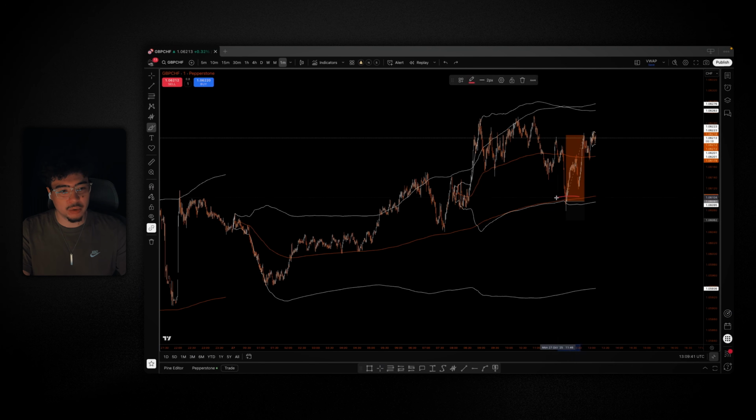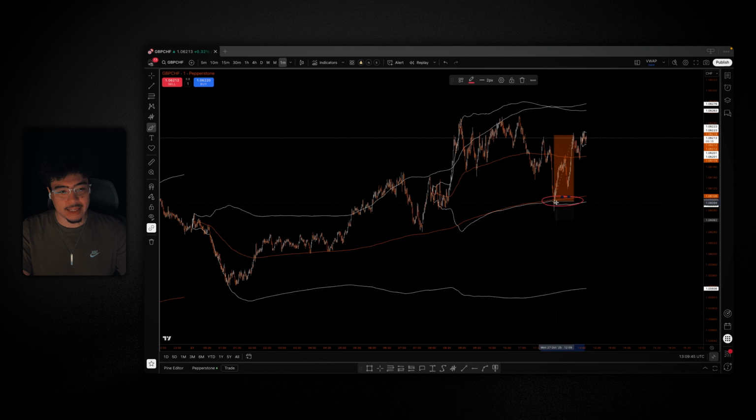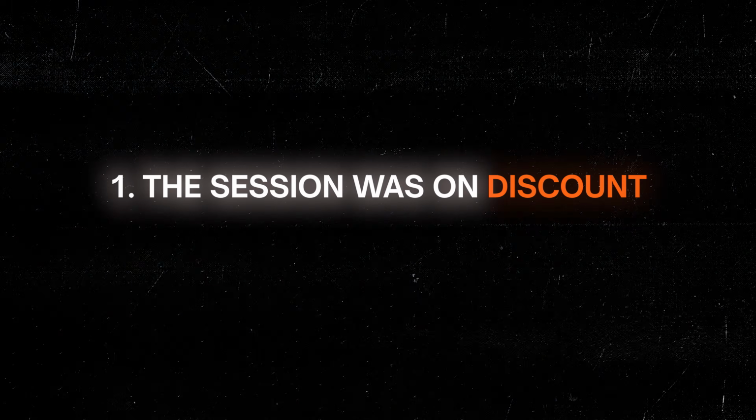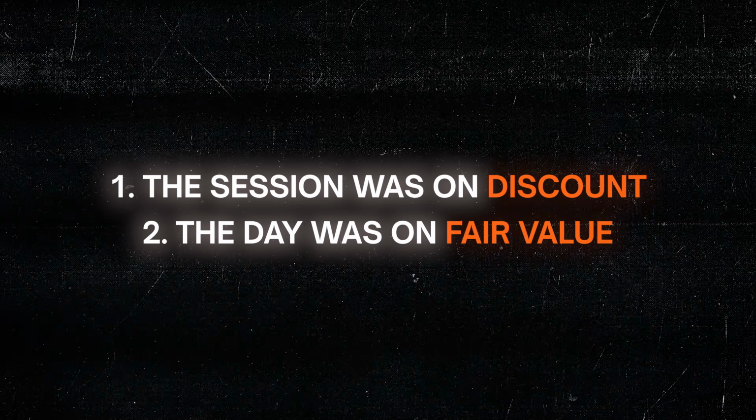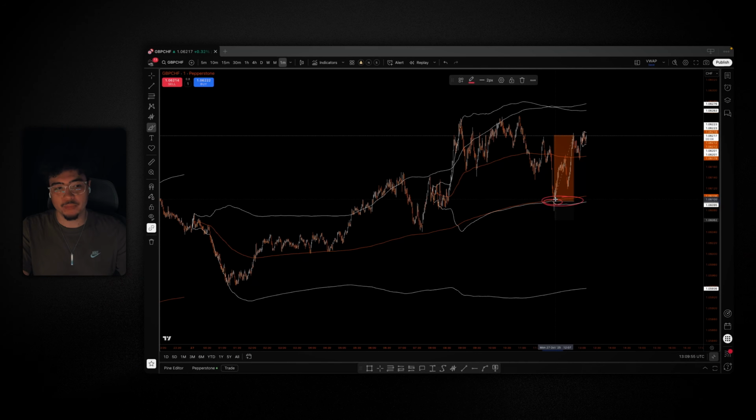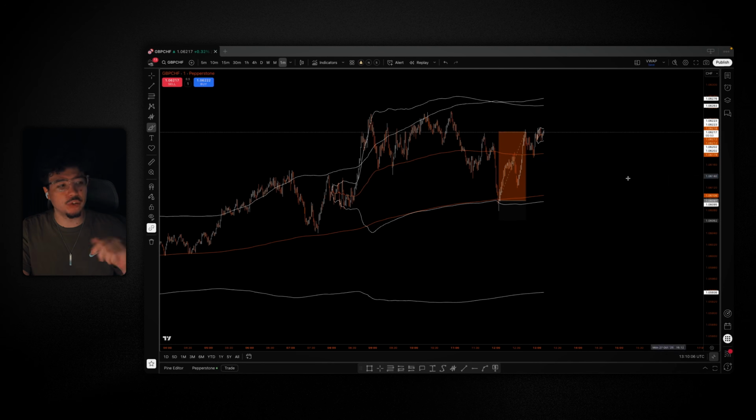Price came down into our fair value for the day. It also intersected with the London lower band, which told us 2 things. The session was on discount. The day was on fair value, which means to me that yes, we are very likely to have some buyers in this market. It may even just be up to the session fair value, the London session, which is upper orange band. So that was the thought process behind this.